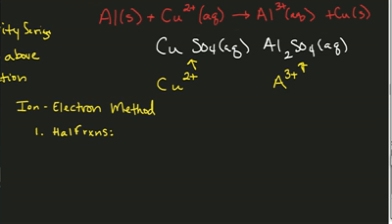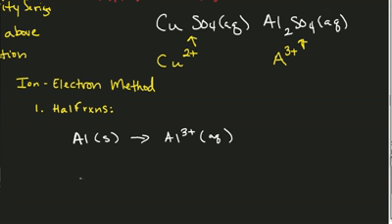Okay, so when we do that, we're going to get an Al solid, and it's going to go into Al3+ aqueous. And then the other one is going to be Cu2+ aqueous, a little space, and then we're going to have a Cu solid. Now notice I wrote a little space right here.